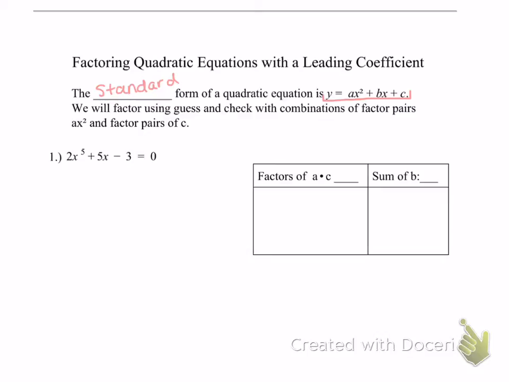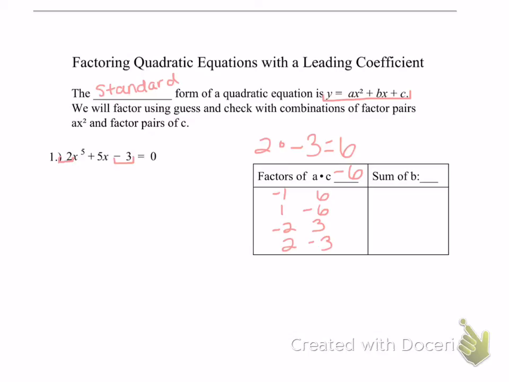The first thing you've got to do is find your factors of a and c. So you're taking those two numbers. You have your a here and your c here. Well, 2 times negative 3 gives us negative 6. So our goal is to find factors of negative 6. Some factors of negative 6 are negative 1 and 6, 1 and negative 6, negative 2 and 3, and 2 and negative 3.